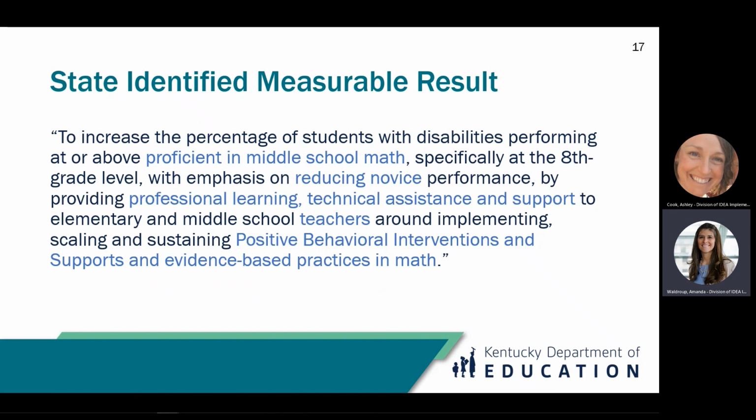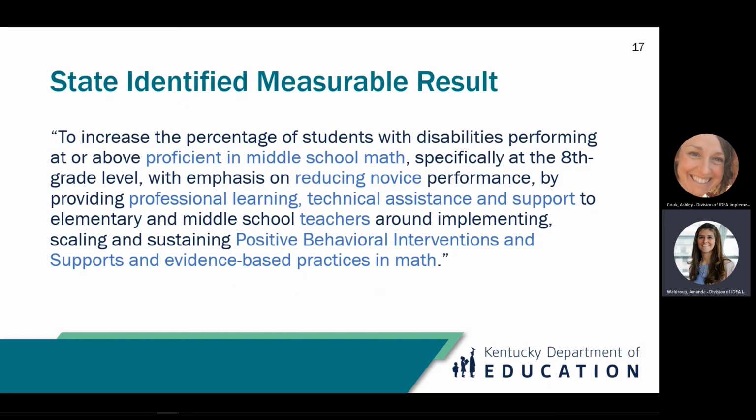And so for Kentucky, we gathered a representative group of stakeholders together to determine our area of focus based on data. The area of focus for Kentucky is on the screen here, which is called our state identified measurable result. Kentucky's state identified measurable result is to increase the percentage of students with disabilities performing at or above proficient in middle school math, specifically at the 8th grade level. The reason for selecting the 8th grade level is that when we conducted a data and infrastructure analysis, that was an area that we noticed we needed some additional support on. We also selected 8th grade because that's an indicator of dropout. So that can also help to support indicators 1 and 2 of the State Performance Plan and Annual Performance Report.